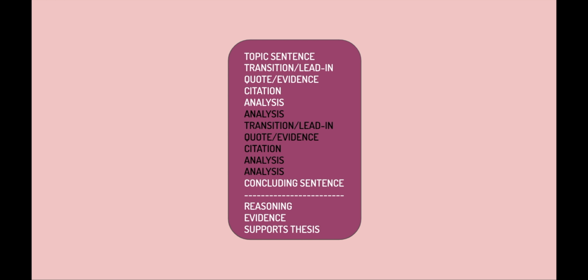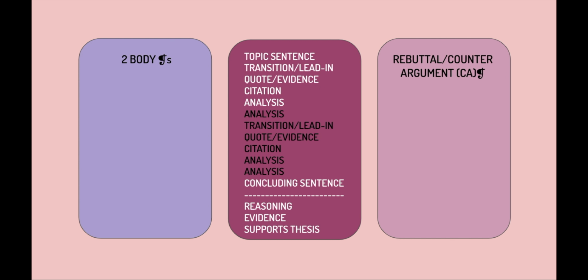Now keep in mind that this is the layout for the actual body paragraph, where you're going to have a piece of evidence followed by 2 sentences minimum of analysis, and you repeat that same process, which is what creates the entire body paragraph. Now here are the 2 types of paragraphs that you're working with. You're going to have 2 body paragraphs and 1 rebuttal counter-argument paragraph.